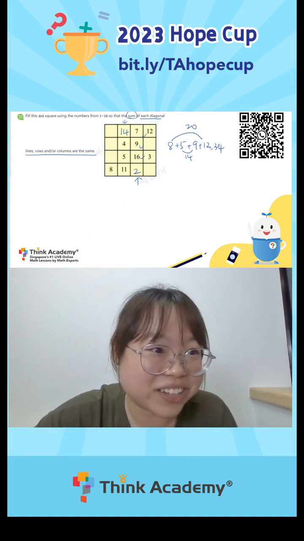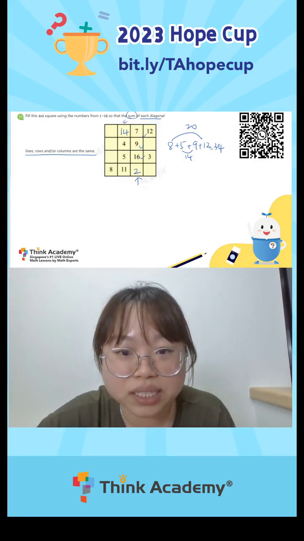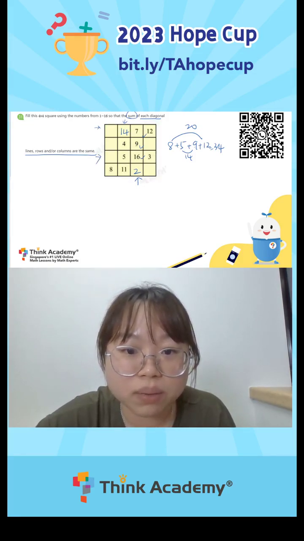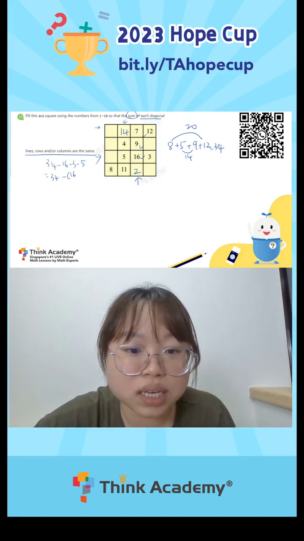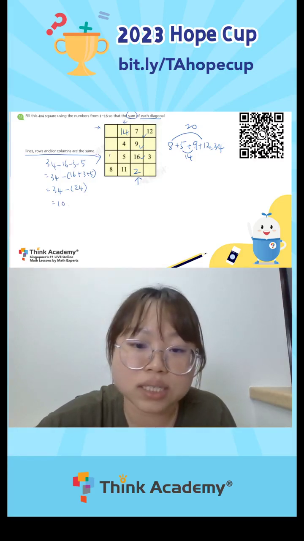Okay, then let's do the next one. This line, you have 3 pieces of information, you can solve this one. So let's do it one by one. 34 minus 16 minus 3 minus 5, which is 34 minus 16 plus 3 plus 5, equals 8. 24, right? Immediately I know this is 10.